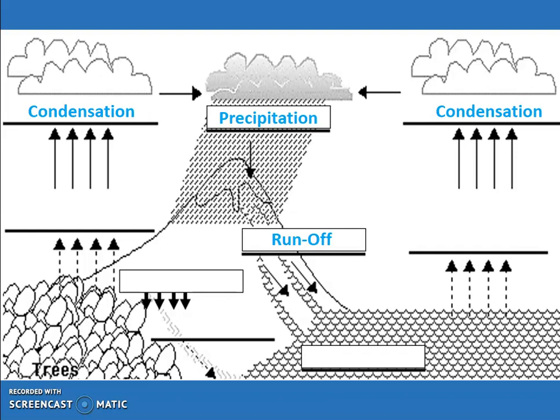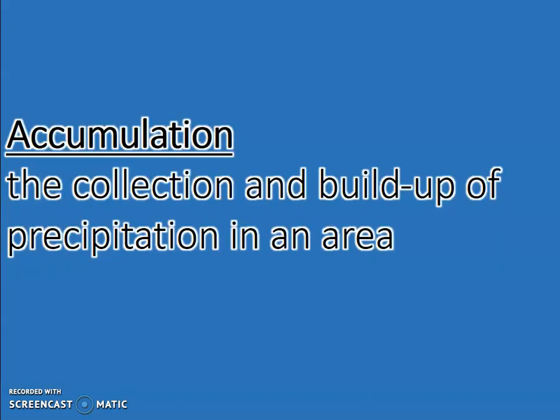So as it flows down the hill, it's eventually going to meet a large body of water. And we call that process accumulation. You might have heard this term before when people talk about the weather, like you get 4 inches of accumulation, which is just the buildup of something like snow. So accumulation is the collection and buildup of precipitation in an area.